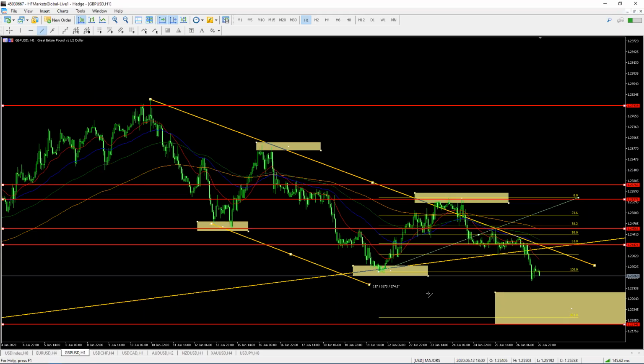Then we have something of the sort. This point, this point. So we expect your market to come up to around here. So our target will be around here. So I hope that makes sense.